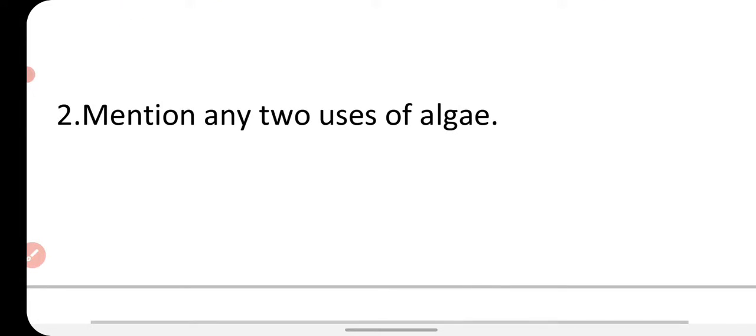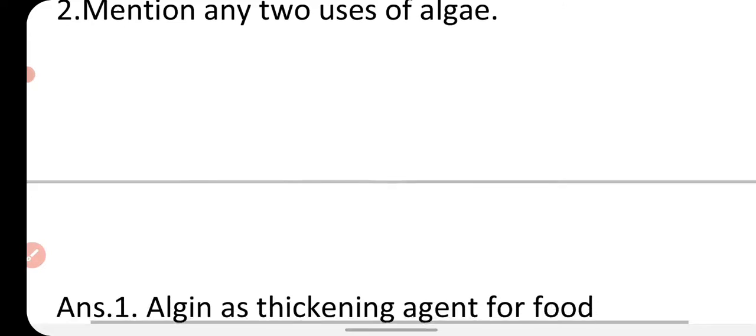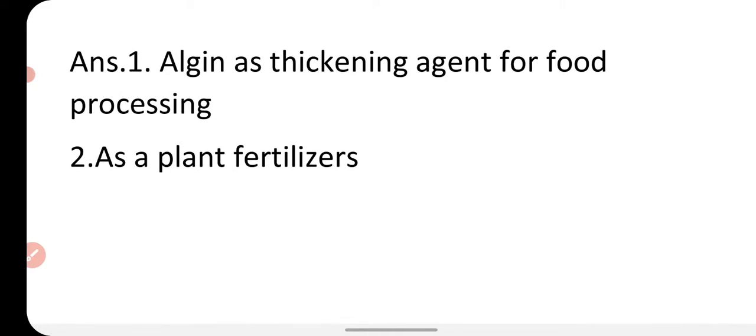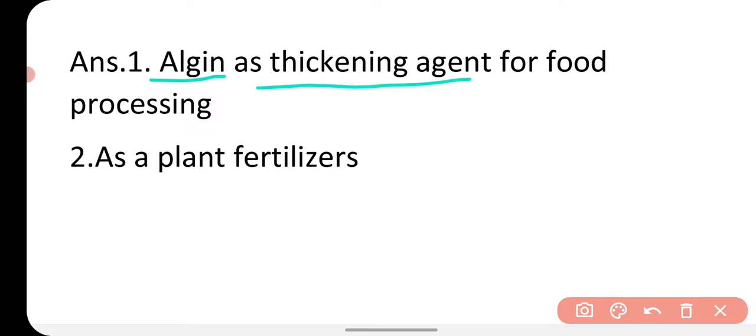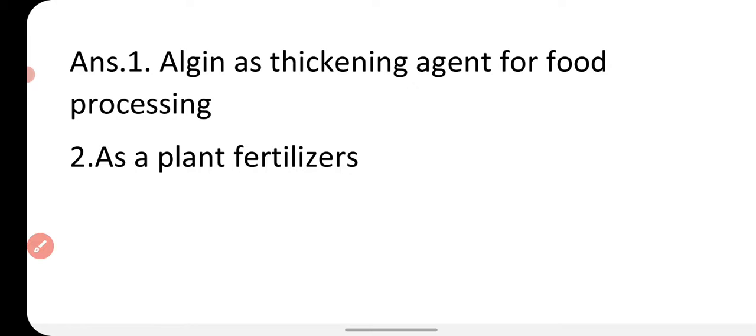Now the next question is, mention any two uses of algae. Algae are a kind of microorganism which are autotrophic. They have green pigments and can make their food by themselves. So what are the two uses? We get a substance from algae named algin. This algin acts like a thickening agent for food processing. And from algae we can also produce plant fertilizers.